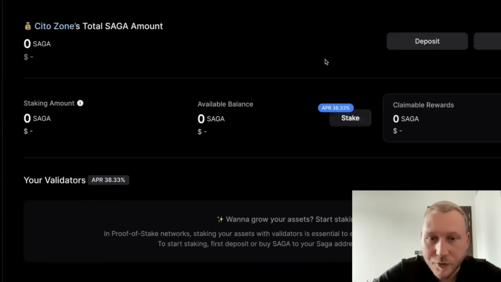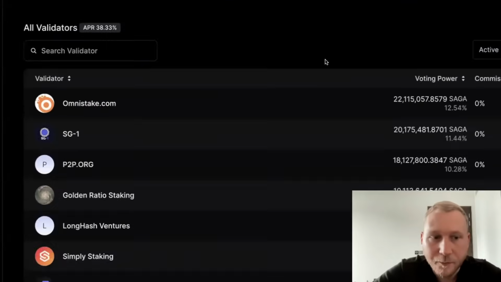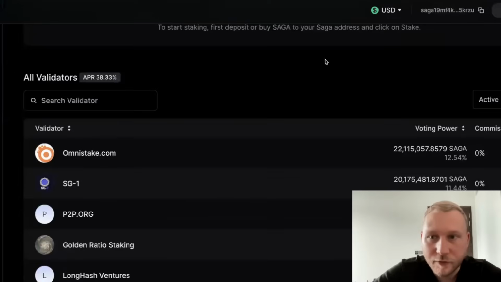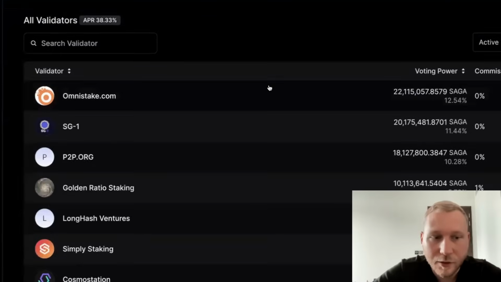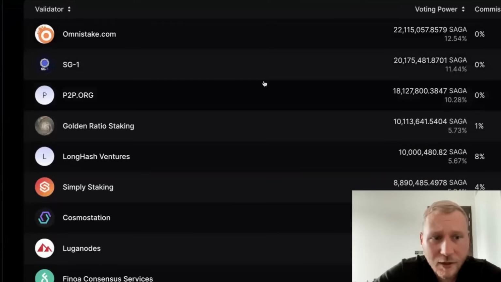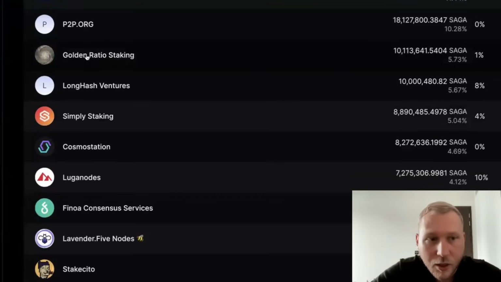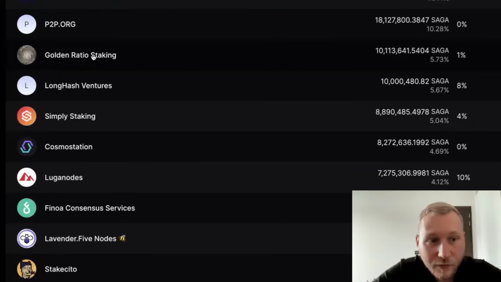There's currently 38% staking APR, and there's only 21 validators right now active on the Saga mainnet. Many of them you are very familiar with: SG1, P2P, Golden Ratio. I'm very happy to see Golden Ratio. Honestly, he really deserves it. Absolute top contributor in the Cosmos ecosystem. Very, very happy to see him here also with 10 million Sagas in delegations. So congratulations, man. This is really, really cool to see.